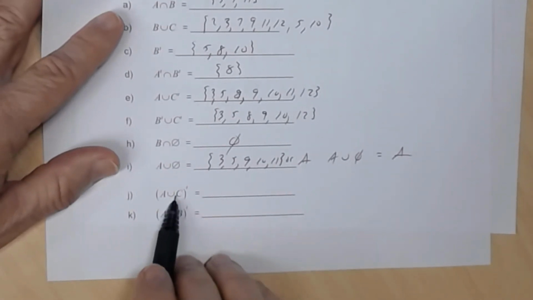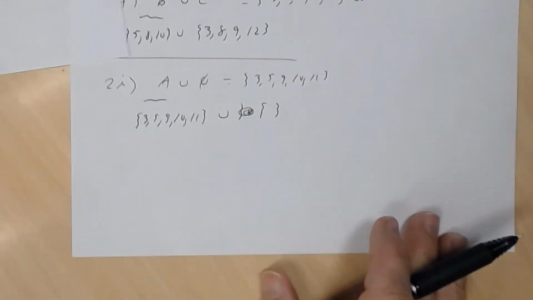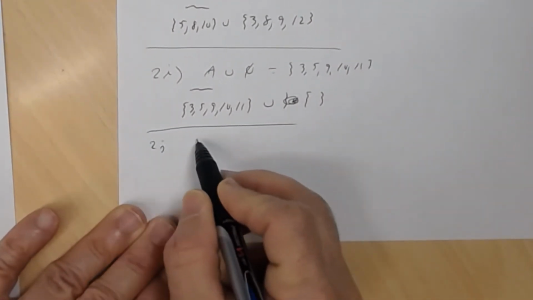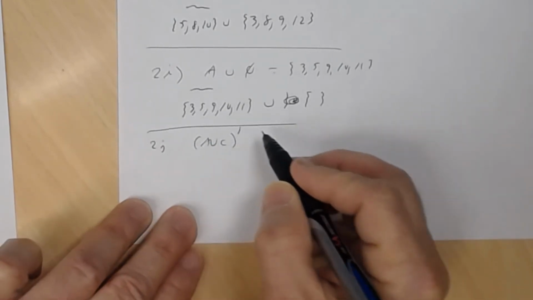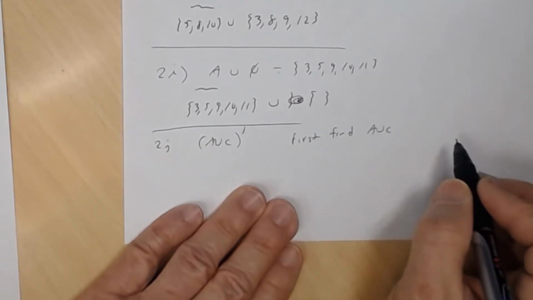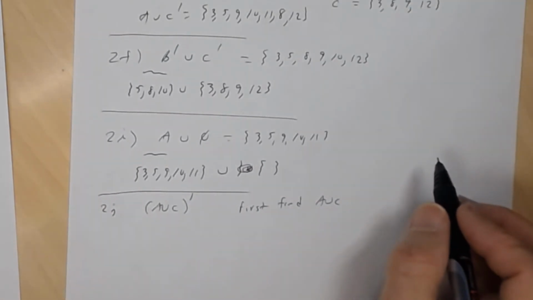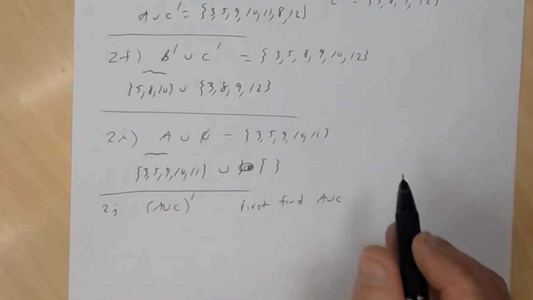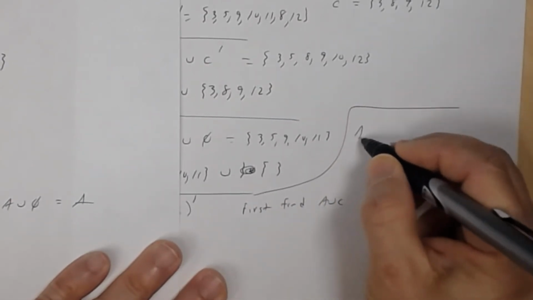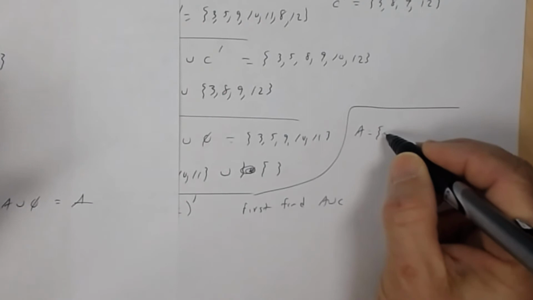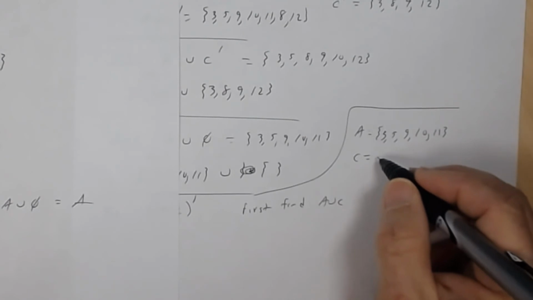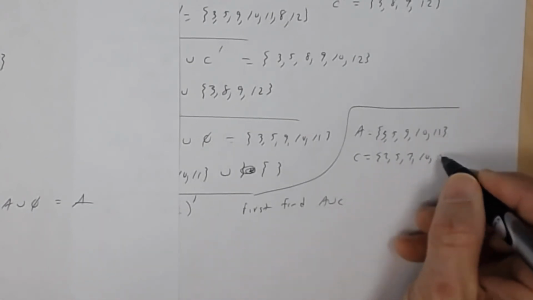Okay? All right. Now for this, the way I would do this is for 2J, you want to find A union C complement. First, you need to find A union C. Okay? And did we already do that? No. Okay, so A union C. Here's A. So A is 3, 5, 9, 10, 11. C is 2, 5, 7, 10, and 11.